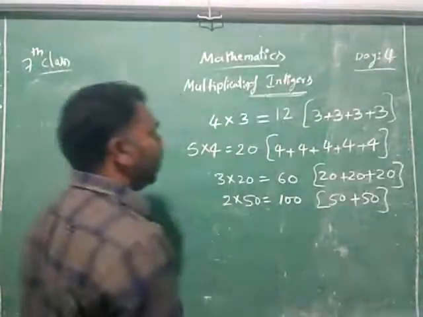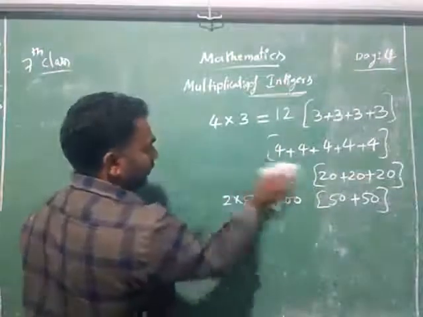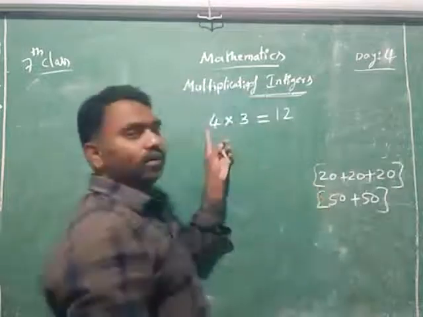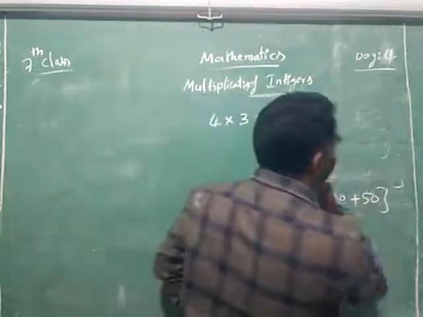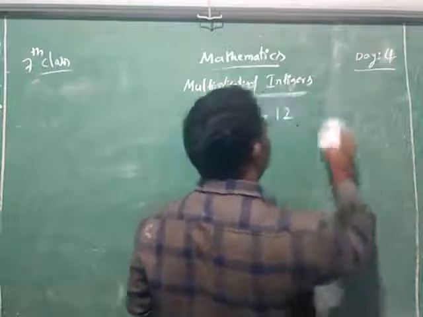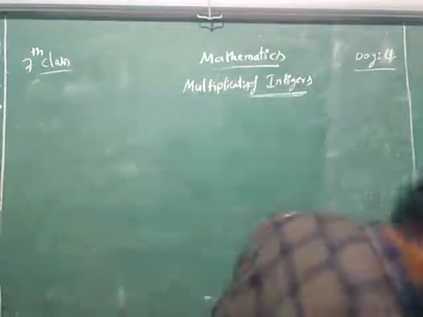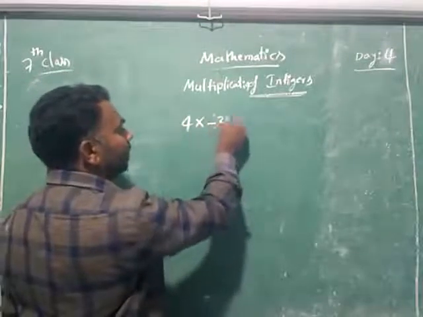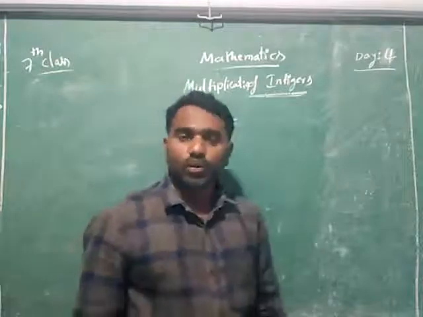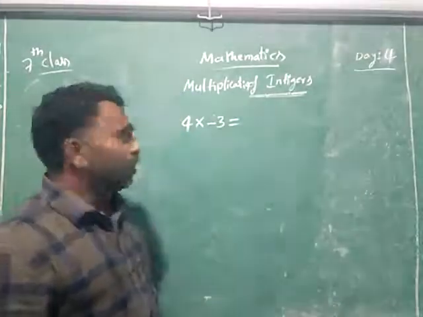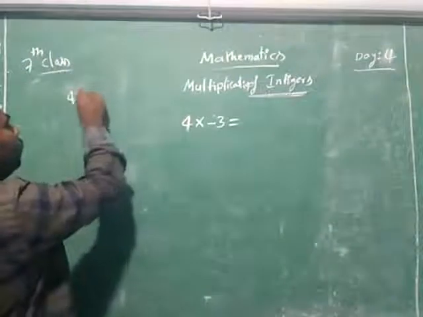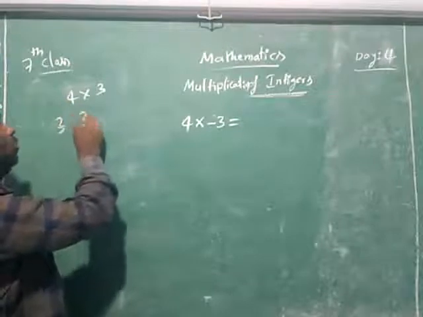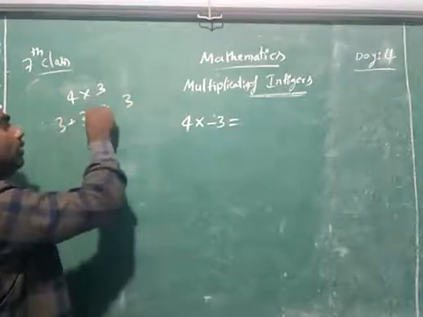Now we will discuss the multiplication of integers. Integers also include these numbers, but specially negative numbers come in the integers. So we will discuss negative numbers now. As usual, we take 4 into minus 3. When we wrote 4 into 3, what did we take? 3, 4 times. 1, 2, 3, 4. You added.